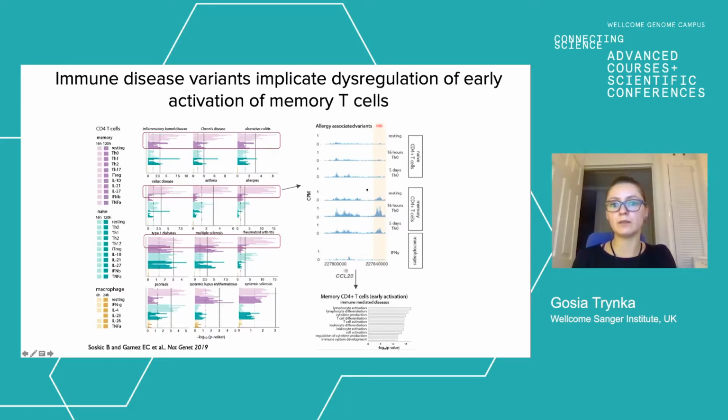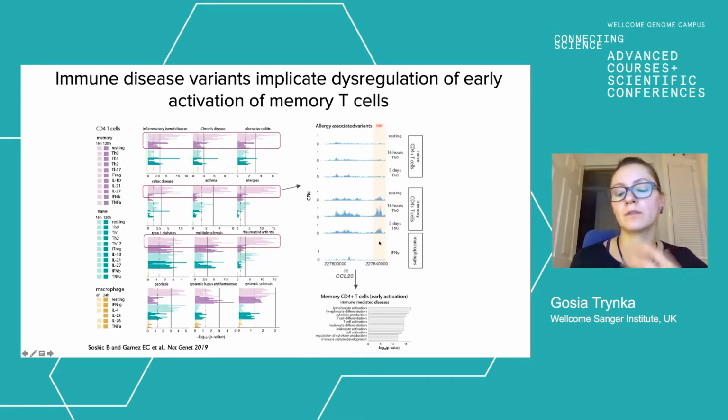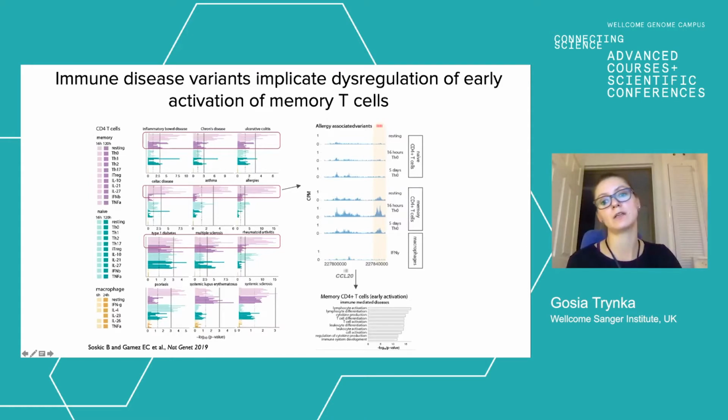And here is just to illustrate to you an example of what SNP overlaps are driving this enrichment. You can see these are allergy associated variants, and they are overlapping peaks that are really specific to CD4 memory T cells, and the region is quite flat in naive T cells, and especially the peaks are upregulated in early activation of memory T cells, and the activity of this region is much reduced after 5 days of activation.